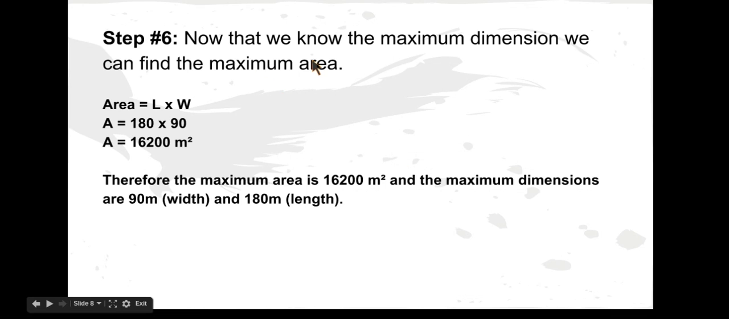So, now we have our maximum dimensions. 90 is the maximum length, and 180 is the maximum width for the swimming area. Since we have the maximum dimensions, we can also get our maximum area simply by multiplying the length and the width. The product of 90 times 180 is 16,200 meters squared. Therefore, the maximum area is 16,200 meters squared, and the maximum dimensions are 90 meters by 180 meters.